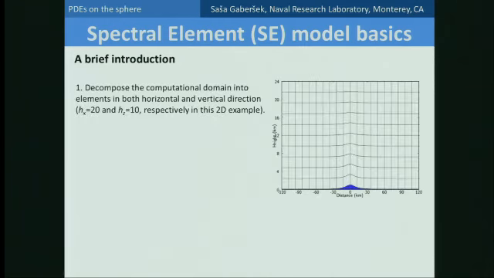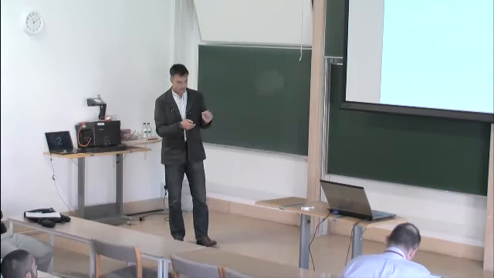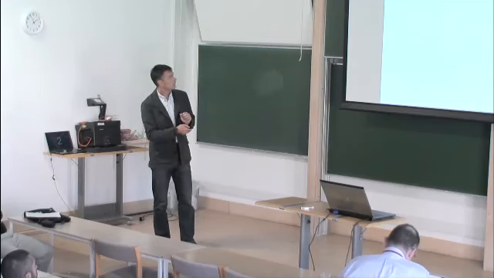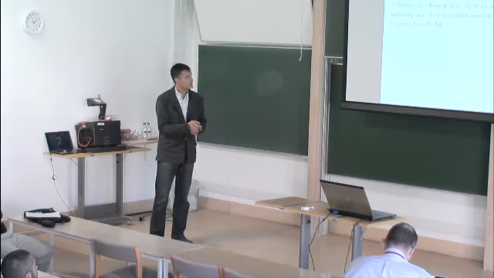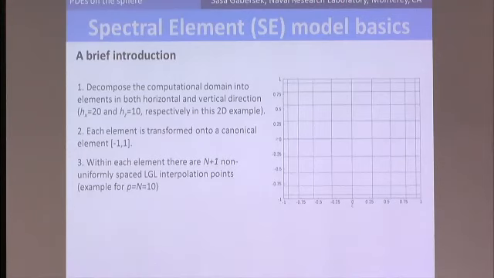Okay, a brief introduction. We have our domain, and we decompose it into elements. In this case, it's 20 in horizontal and 10 in vertical. Each element is transformed into a canonical element. Here it is. And then within each element, there are non-uniformly spaced LGL interpolation points, and you can see them. They're bunching together at the element boundaries, and the higher the polynomial order, the more anisotropic they are. In this case, it's for the 10th order.